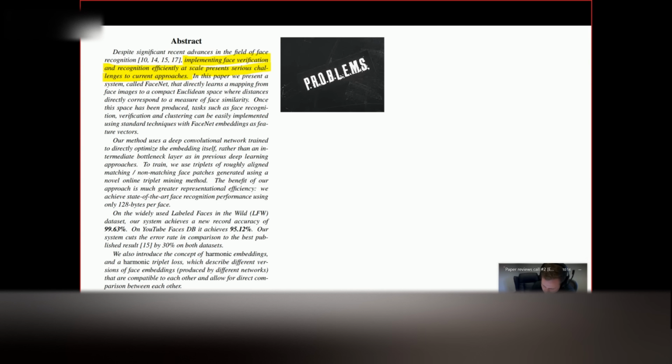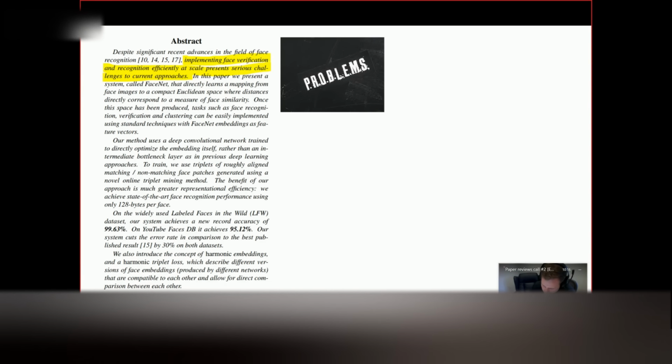And what it talks about is, despite significant recent advances, now remember this is 2015, the recent advances they're talking about here are Deep Face from Facebook and Deep ID2, it's hard to do something at scale. So we'll talk about those problems.